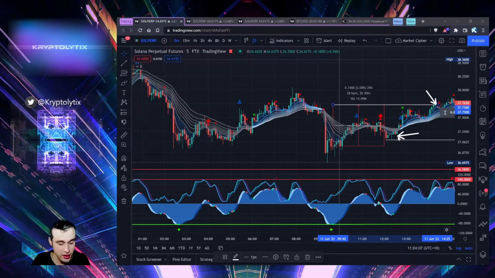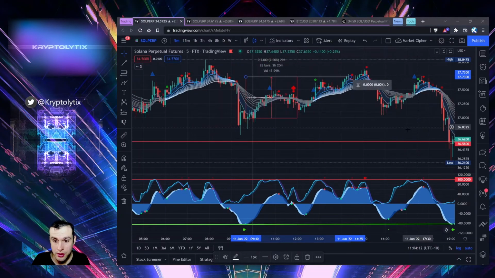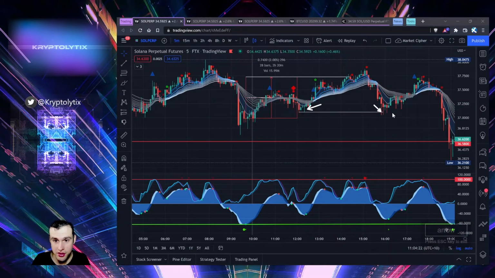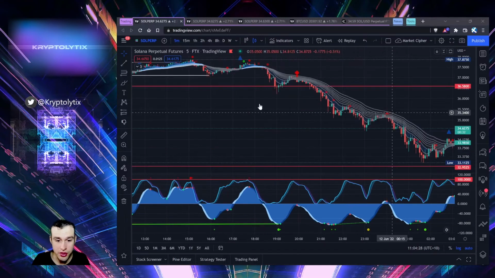And the reason why that is, is because price came down and hit the previous structure low. So there's the previous structure low there, and there's the stop loss being hit basically. So let's look for the next one.